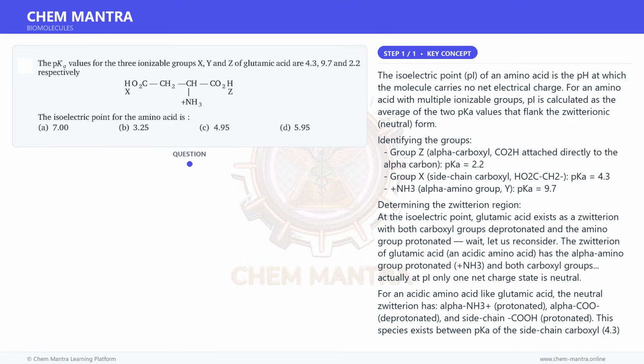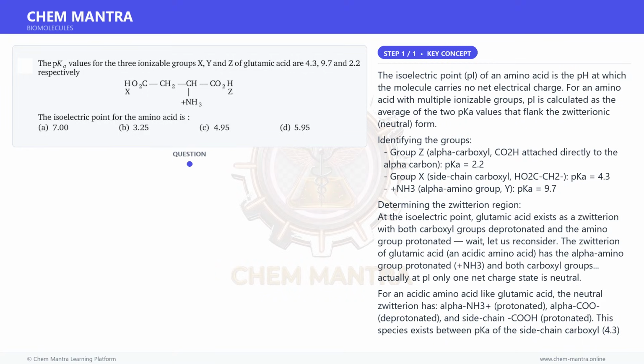The neutral, zwitterionic, form exists between pKa Z is equal to 2.2 and pKa X is equal to 4.3. pI is equal to pKa Z plus pKa X over 2, is equal to 2.2 plus 4.3 over 2, is equal to 6.5 over 2, is equal to 3.25.